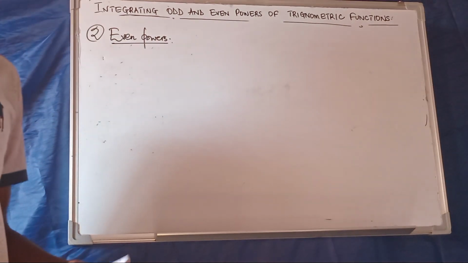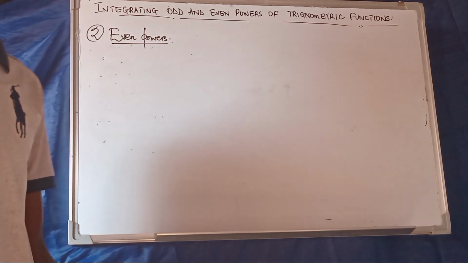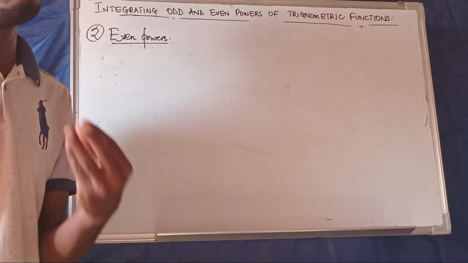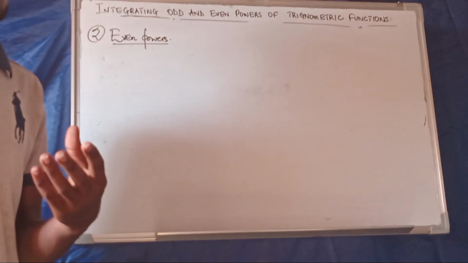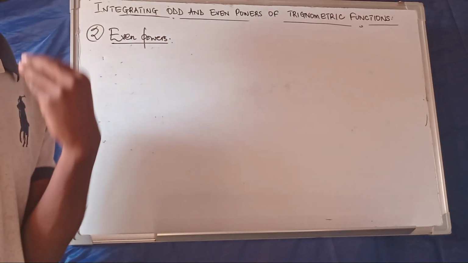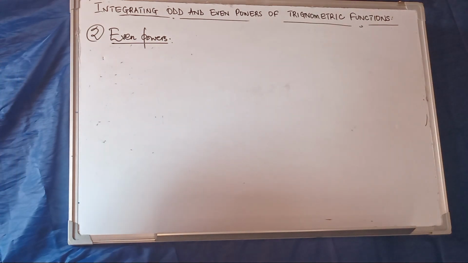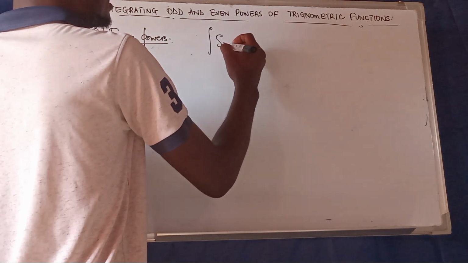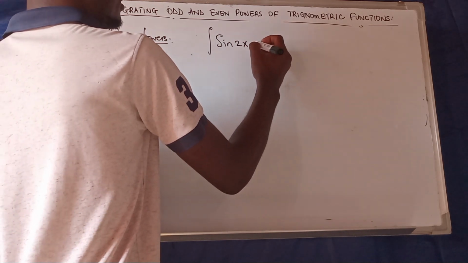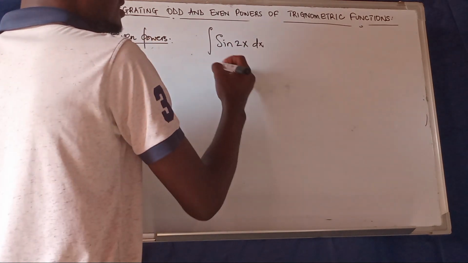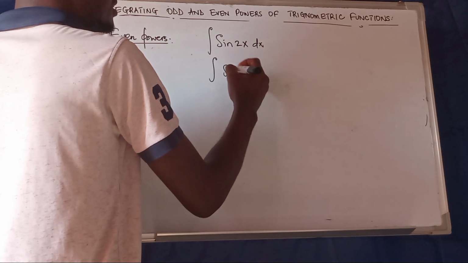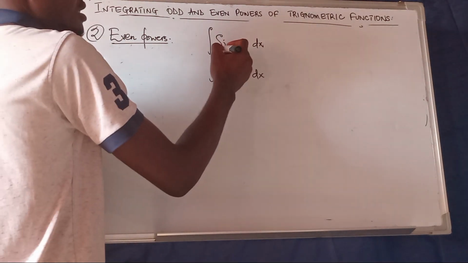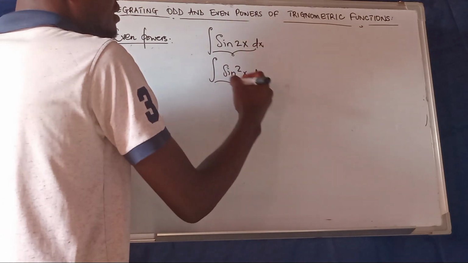So we just need some prerequisite knowledge about this. We always express these trigonometric functions with even powers in the form of double angles. We know it is easy for us to integrate such a number. This is easier than integrating this. This is easier to integrate than this.